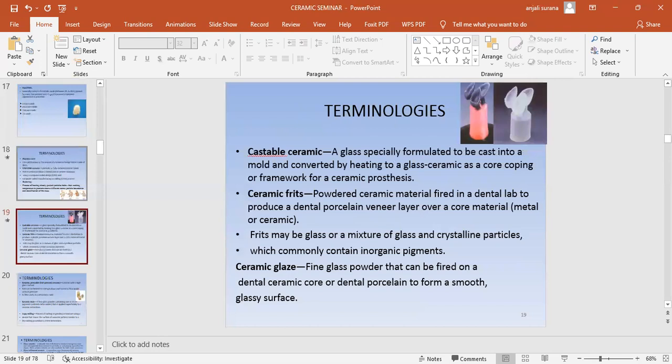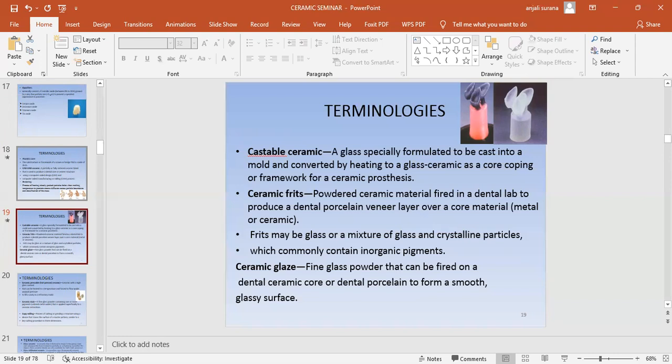Next comes castable ceramic, a glass specially formulated to be cast into a mold and converted by heating to a glass ceramic as a core coping or framework for the ceramic processes. Then comes ceramic frits. It's a powdered ceramic material fired in a dental lab to produce a dental porcelain veneer layer over a core material. Frits may be glass or a mixture of glass and crystalline particles, which commonly contain inorganic pigments.